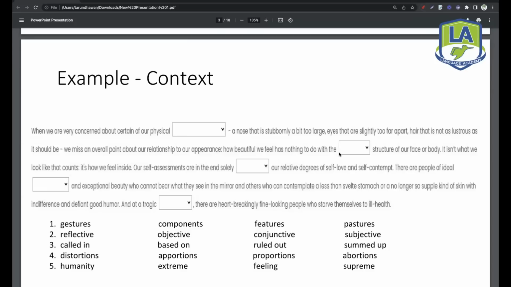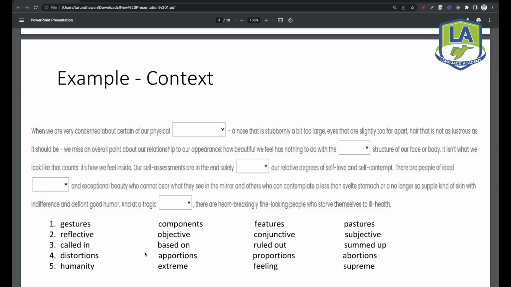Conjunctive, again, if we don't know the exact meaning, we can take a hint that conjunctive comes from conjunction. So it has nothing to do with the aspect of the human body. And subjective means something which is influenced, which is biased. So we can go with objective here, because they want to say that the appearance of our body has nothing to do with the objective structure. How we look has nothing to do with beauty.